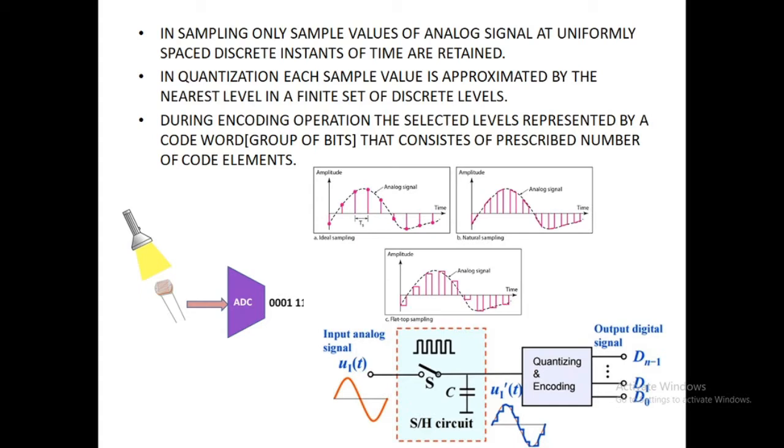Next, the sample values obtained for the signal are passed through the quantizing technique. So what do you mean by quantization? In quantization, each sampled value is approximated by the nearest level in a finite set of discrete levels. Now, during the encoding operation, the selected levels are represented by a code word, meaning a group of bits that consists of a prescribed number of code elements.